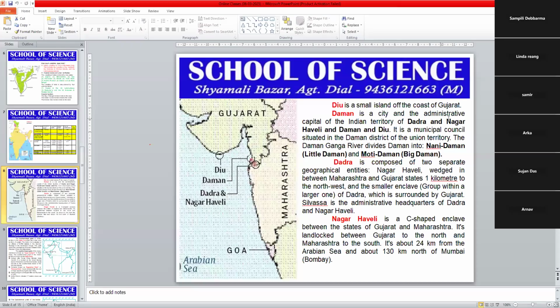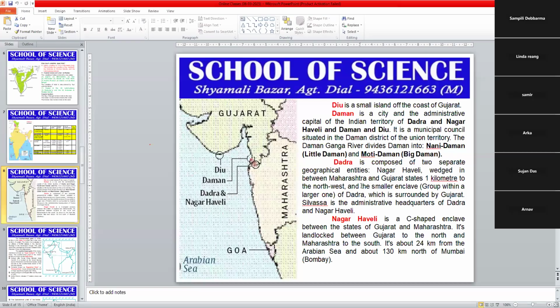Daman is a city and the administrative capital of the Indian territory of Dadra and Nagar Haveli and Daman and Diu. It is a municipal council situated in the Daman district of the Union Territory. The Daman Ganga River divides Daman into Nani Daman, Little Daman, and Moti Daman, Big Daman. Now, Dadra is composed of two separate geographical entities. Nagar Haveli is west, in between Maharashtra and Gujarat states.